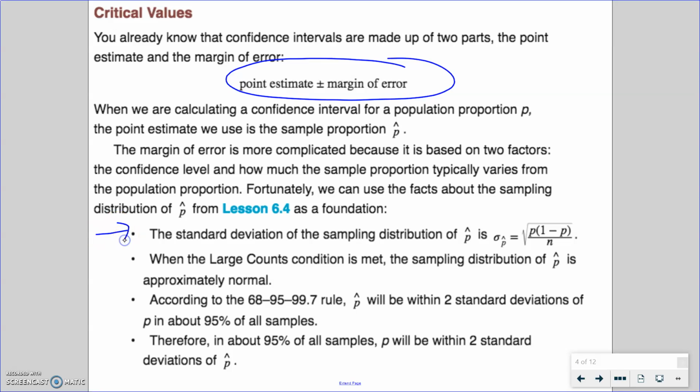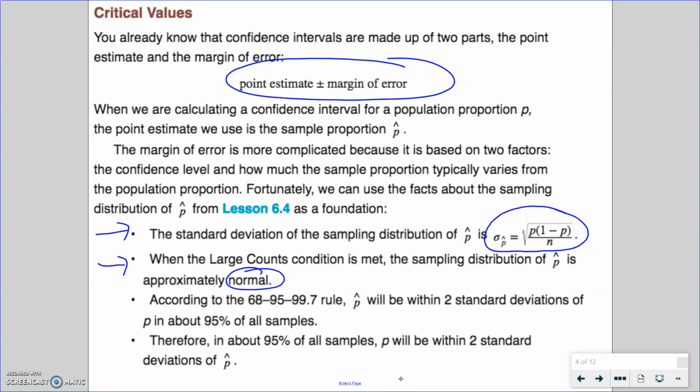First thing is, don't forget from Unit 6 that the standard deviation of P hat is this formula. Just a little refresher from Unit 6. When we check those conditions, the ones we just talked about, the random and large counts, then we know that we can use normal approximation. So we can use normal CDF, things like that.